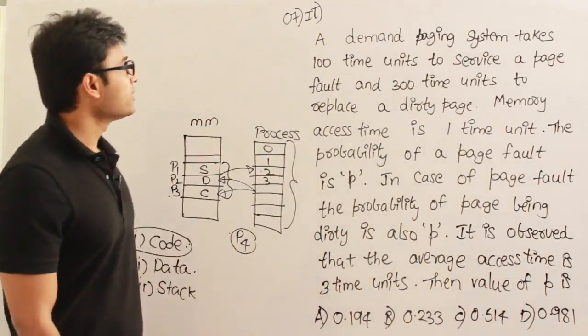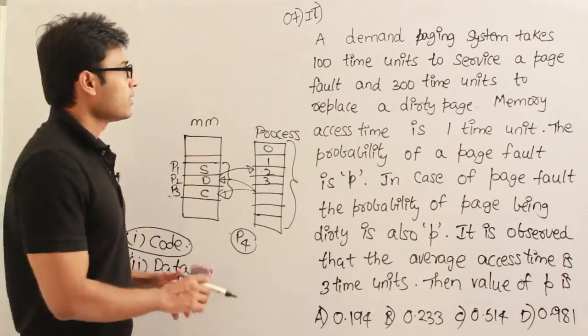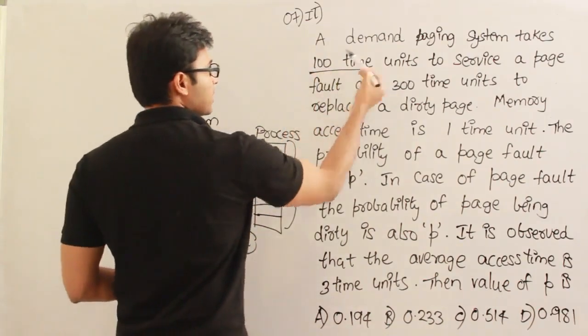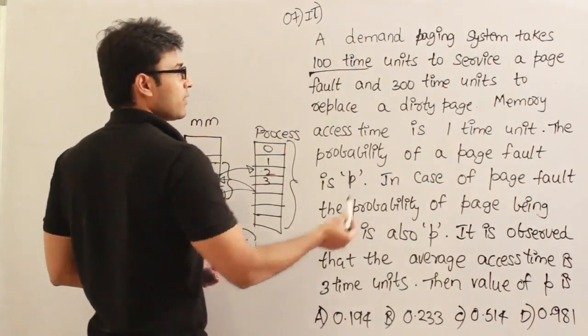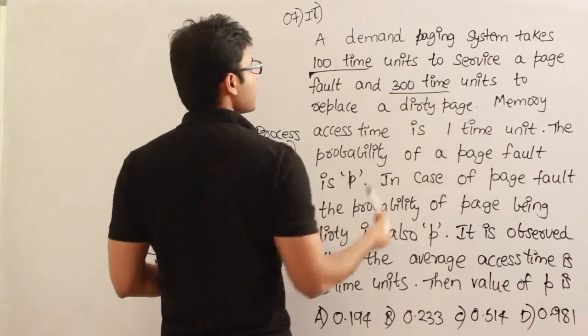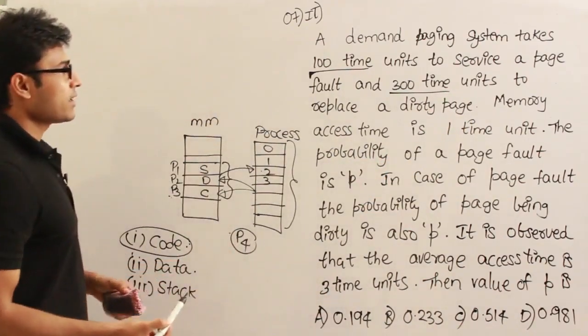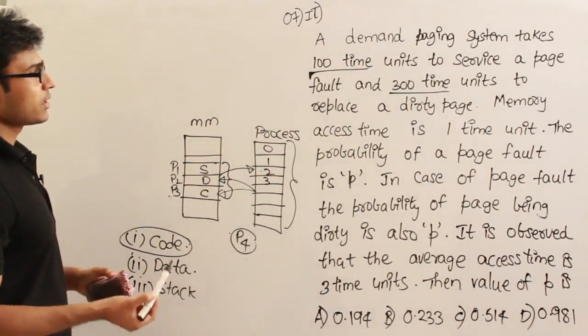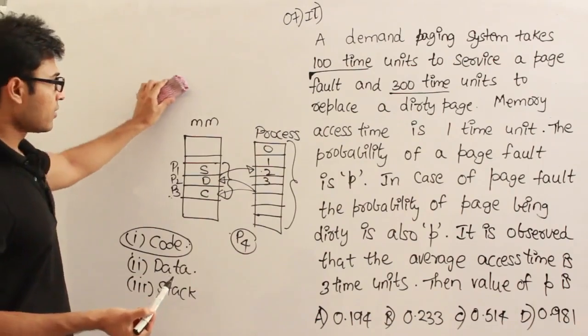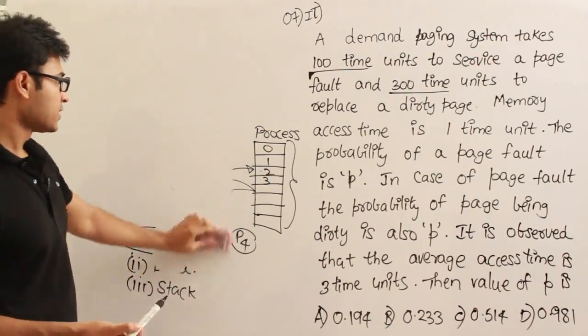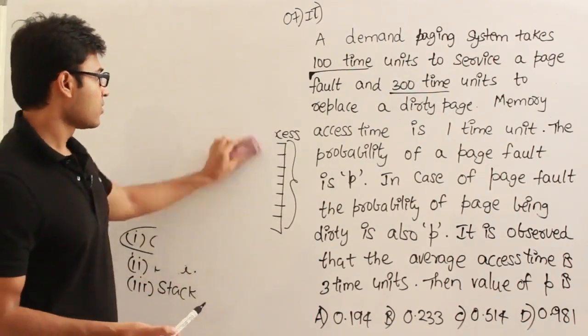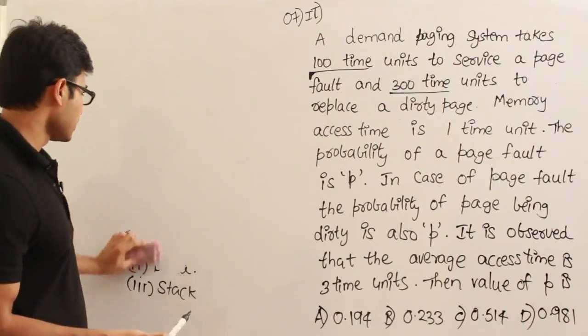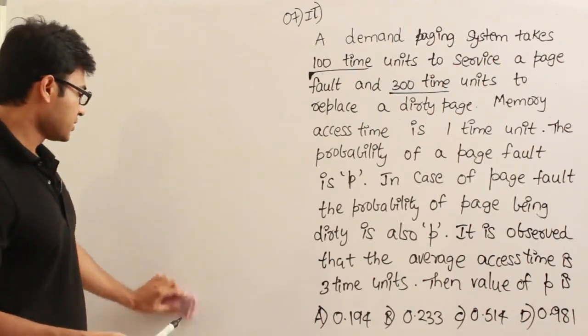In case the page is not dirty, the time taken is 100 units. In case the page is dirty, then the time taken is 300 time units, right? So they didn't actually give you the page fault service time directly. They have given it indirectly in two ways. So it is going to be either 100 or 300 depending on whether there is a dirty bit or not. That is the first thing.